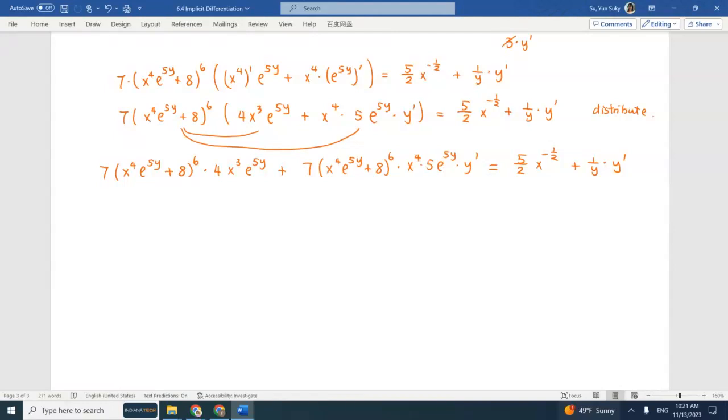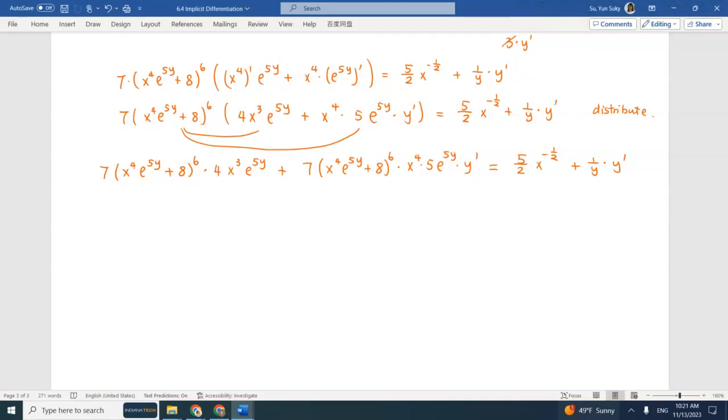Is that okay, everybody? Distribute. This factor multiplied by the first term plus this factor multiplied by the second term. Do you see we separate the terms with no y prime and this term has y prime? Okay, so terms are separated by plus or minus. This is one term and this is both terms, and then these guys are just factors of this term.